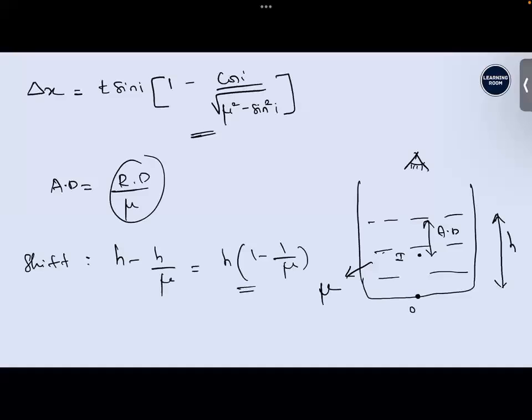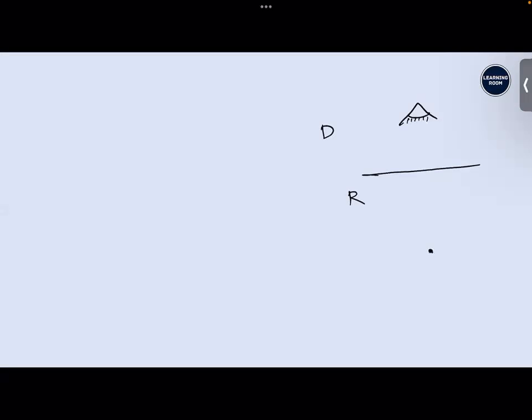suppose you reverse the scenario, this part sometimes will be asked as a problem. Suppose you reverse the scenario, meaning the object is in the rarer medium and your eye is in the denser medium. Then what would have happened? It will appear deeper. Correct? So the bottom part is the rarer medium, but your eye is in the denser medium. And where is the object placed? It is placed in the rarer medium.